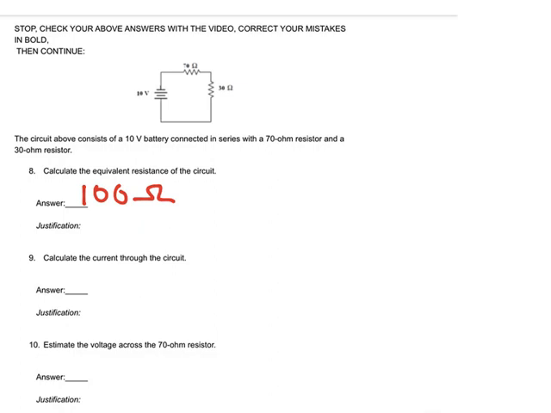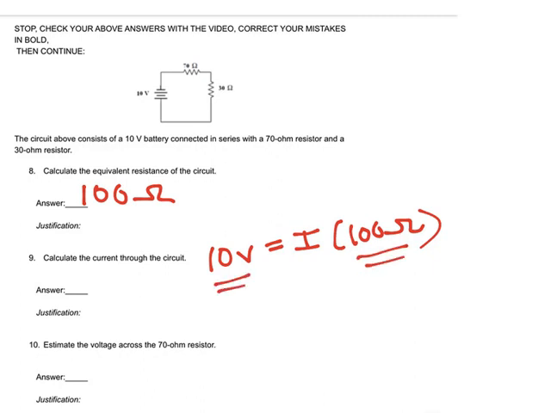And your justification again is that for resistors in series, the equivalent resistance of a series circuit is the sum of the resistors. As far as calculating the current through the circuit, remember this is a 10 volt battery, not a 100 volt, so it's going to be a bit different. But you would still want to use a calculation here with the total voltage and the total or equivalent resistance. And so if you do this, you're going to get 0.1 amp. Please make sure you are keeping your units.